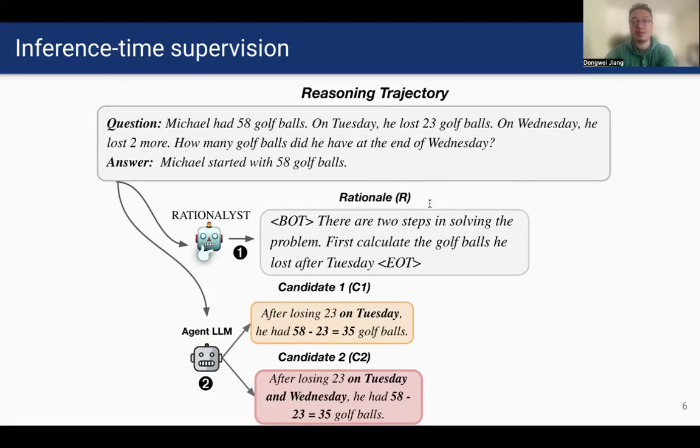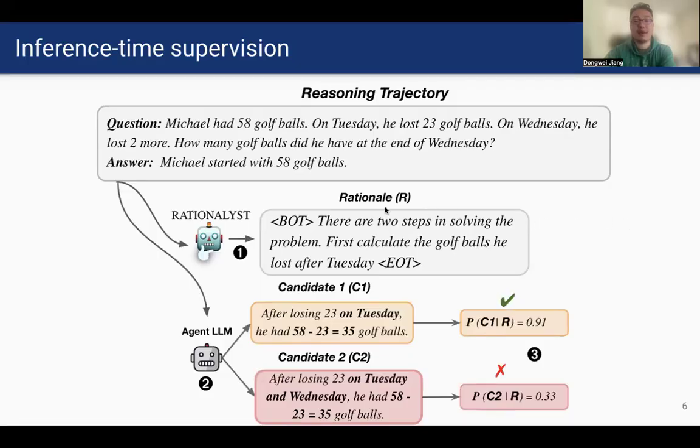for continuing the reasoning. And here's the key part. We use the rationale R to score how well each candidate C aligns with the guidance provided. The correct step, after losing 23 on Tuesday, he had 58 minus 23 equals 35 golf balls, aligns well with the rationale about calculating golf balls lost after Tuesday. So it gets a higher score. We will then select the highest scoring candidate to continue the reasoning trajectory.